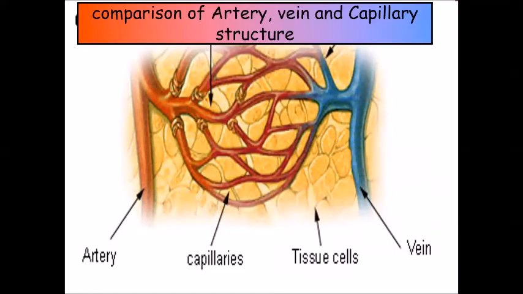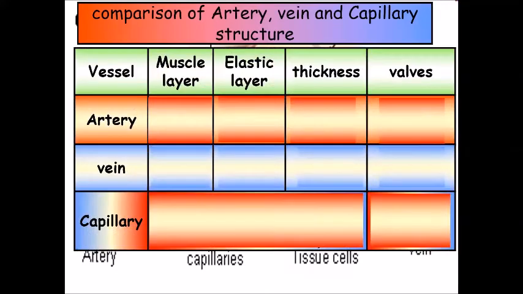So the comparison between arteries, veins, capillaries is best represented as a table. So the arteries have got a very thick muscular wall, whereas veins have a very thin muscular wall. The same is for the elastic layer, with a thick elastic layer to cope with the expansion of the pressure, because the heart pumps with incredible force. It's the equivalent force of squeezing a tennis ball in your hand. So that creates a lot of pressure on the arteries.